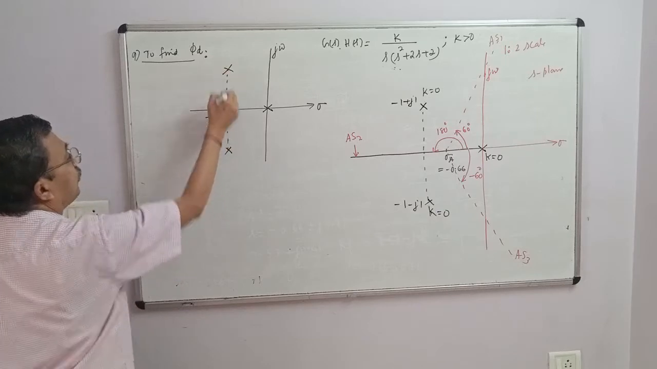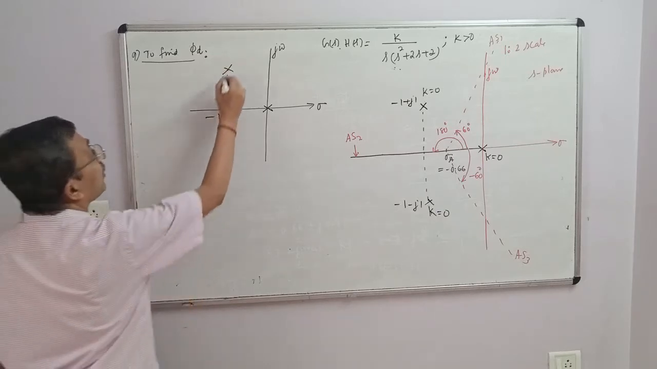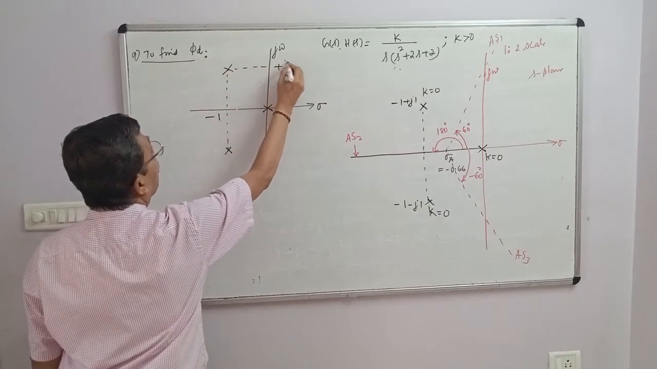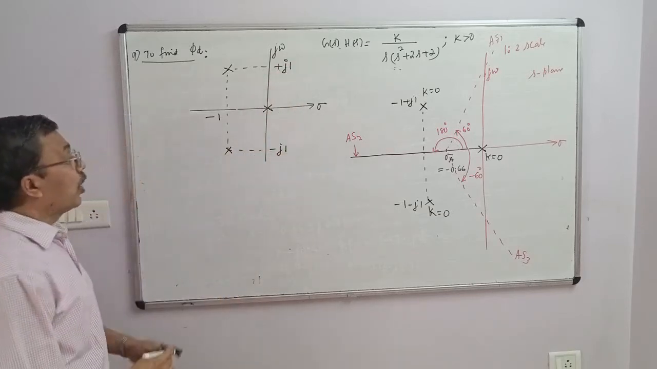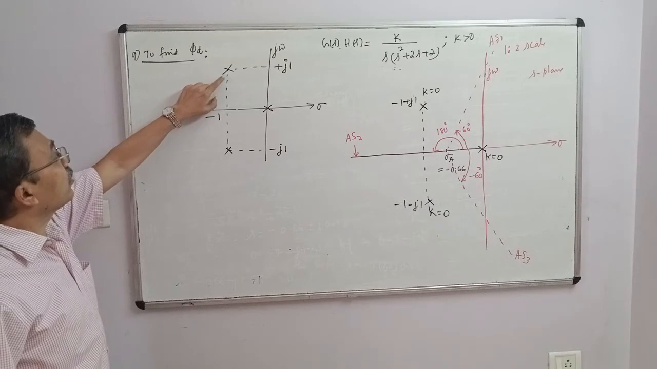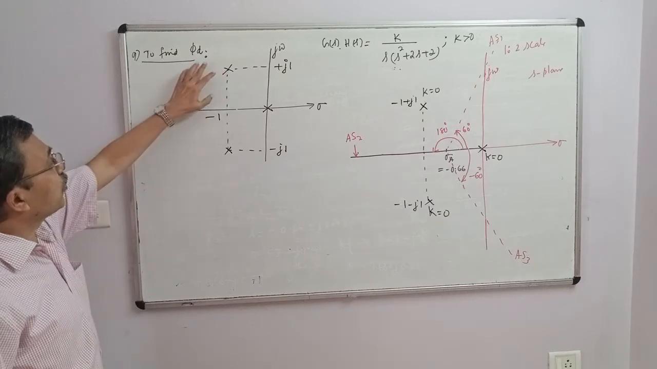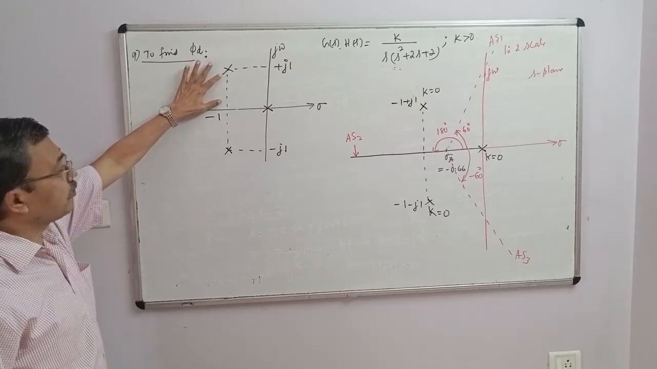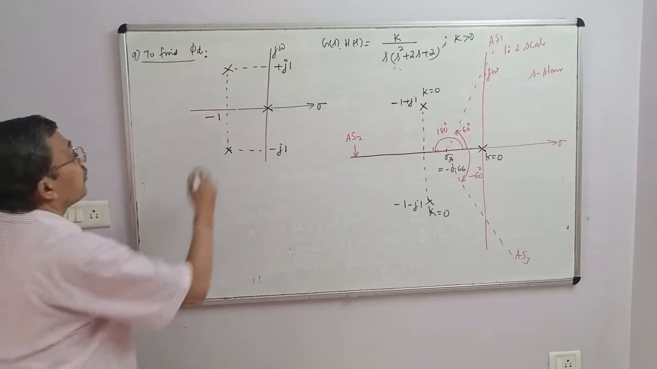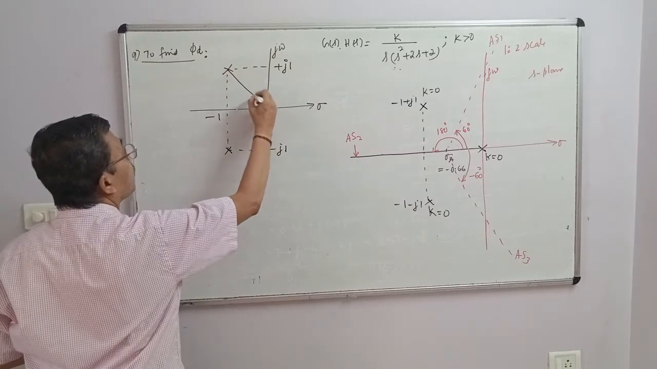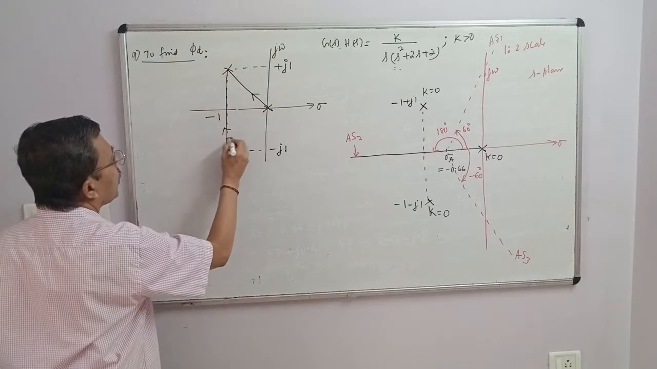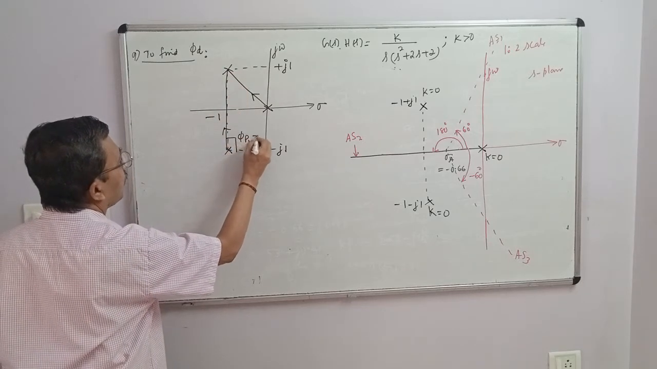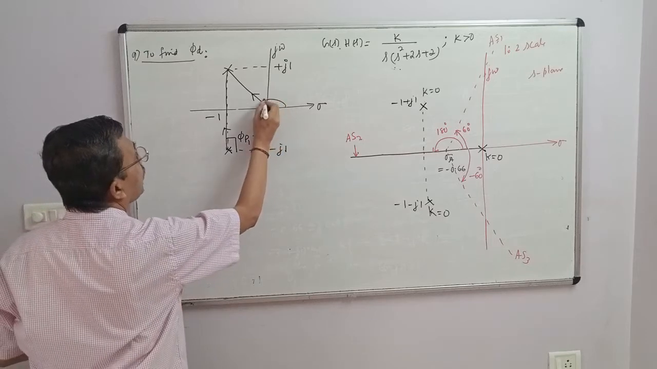The real part of these two complex poles is minus 1. The imaginary parts are plus j1 and minus j1. We want to find the angle of departure of this pole. Therefore, to this pole, you draw vectors from the remaining poles and zeros. These are the vectors. This angle is phi p1. Phi p1 is 90 degrees.